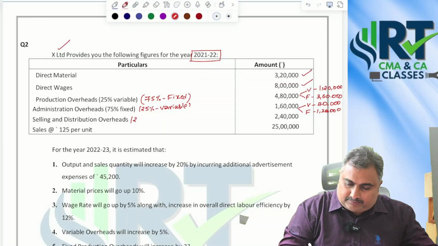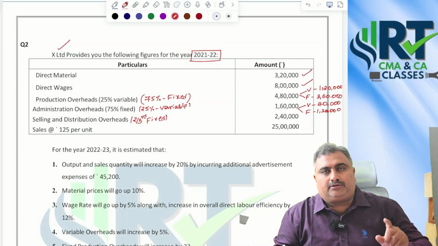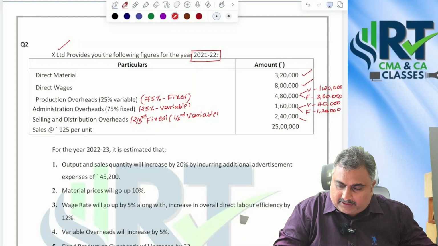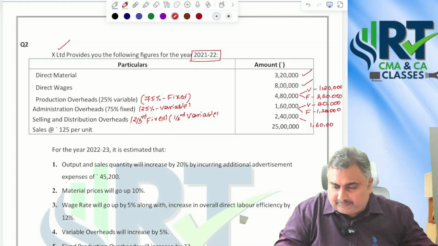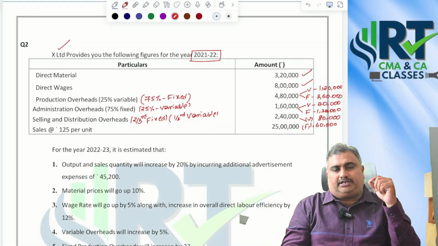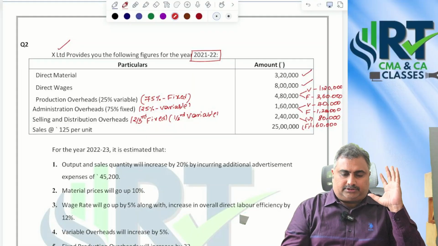Selling and distribution overheads are 2/3 fixed. 2/3 fixed means 1/3 is variable itself. 2/3 means how much? 1,60,000 itself. This is the fixed part. When it comes to variable, 1/3 means how much? 80,000 itself. Sir, understanding regarding production overheads, administrative overheads, selling and distribution overheads?